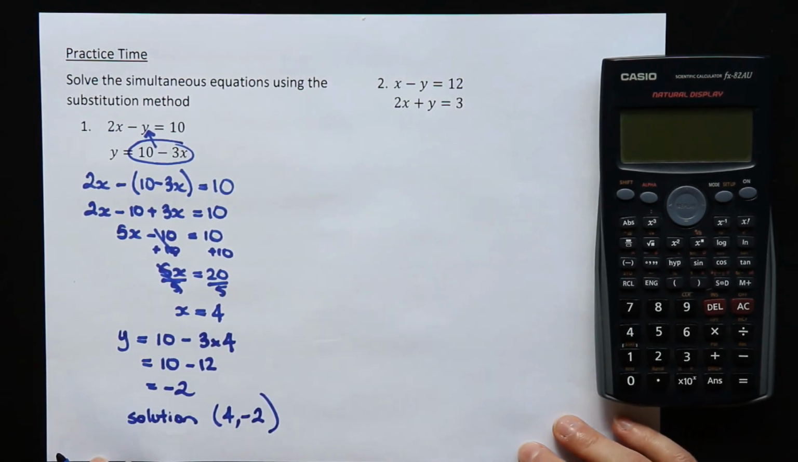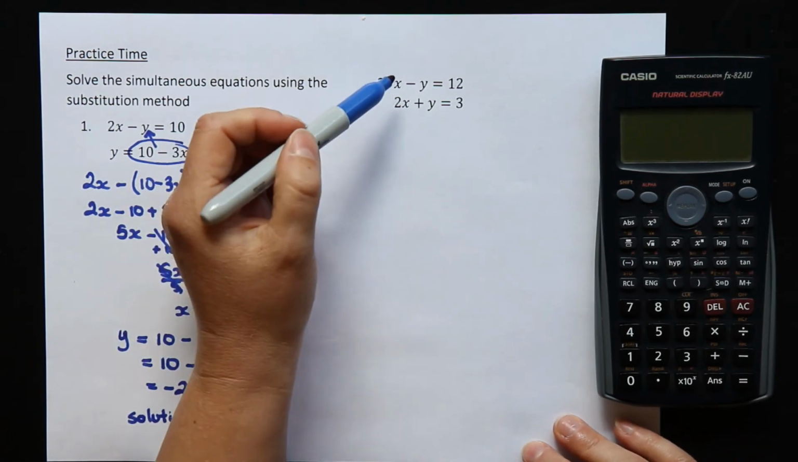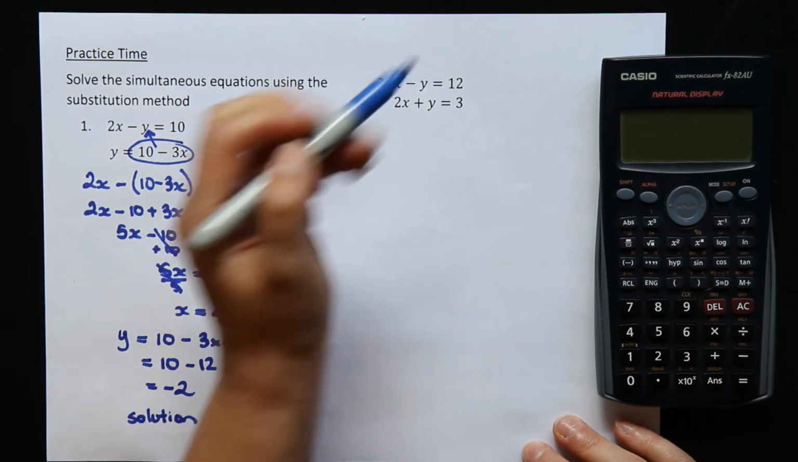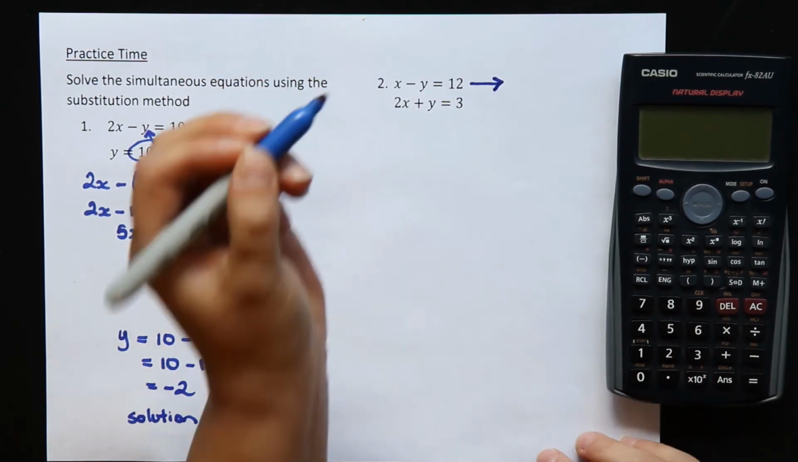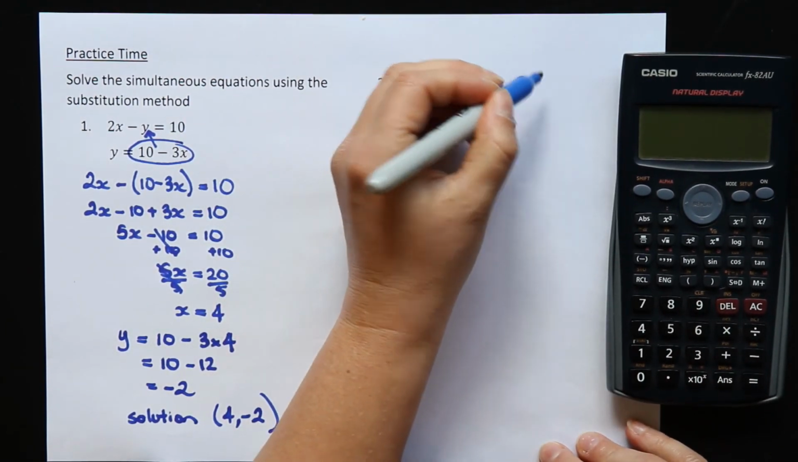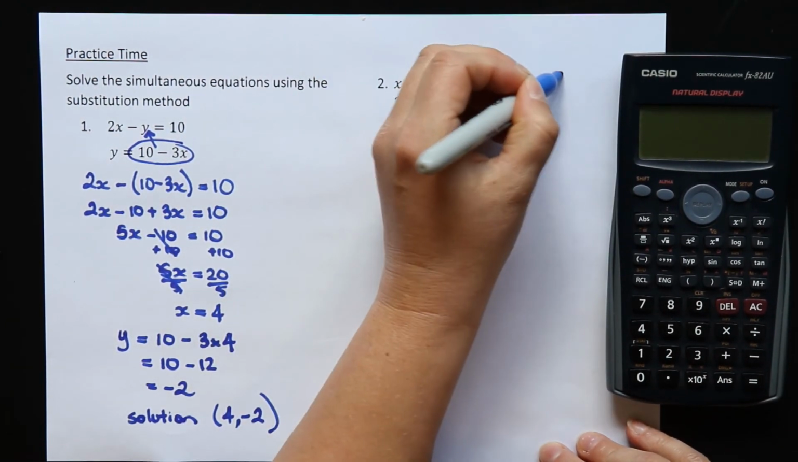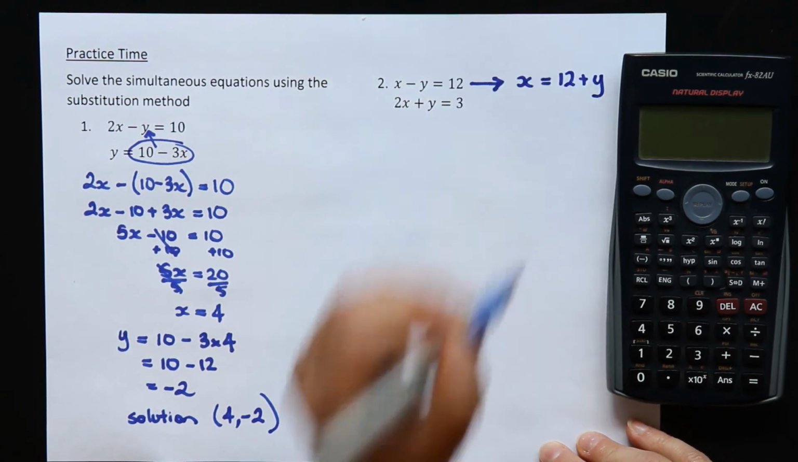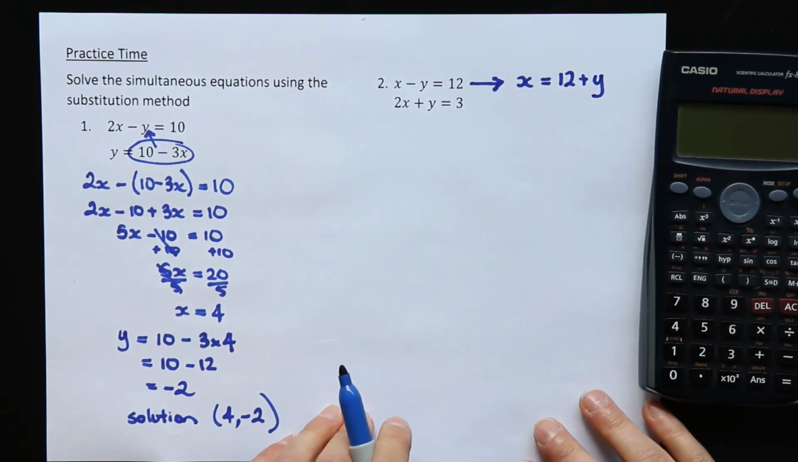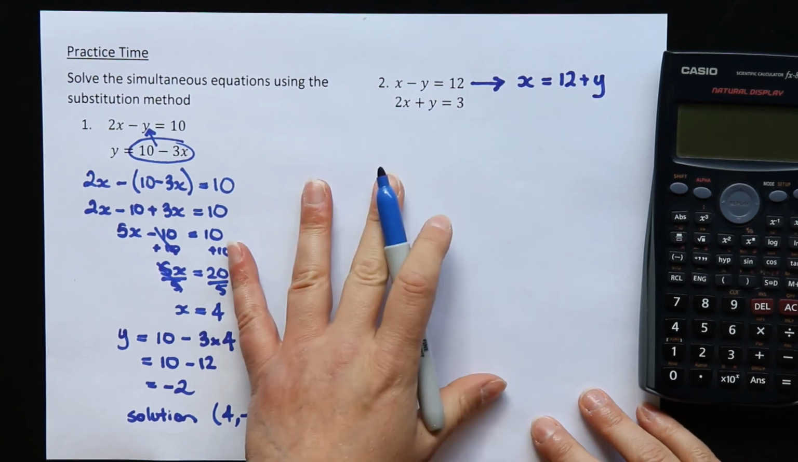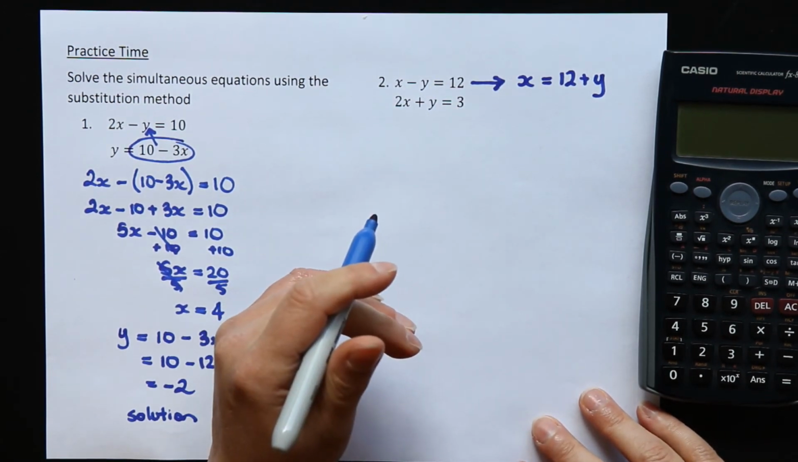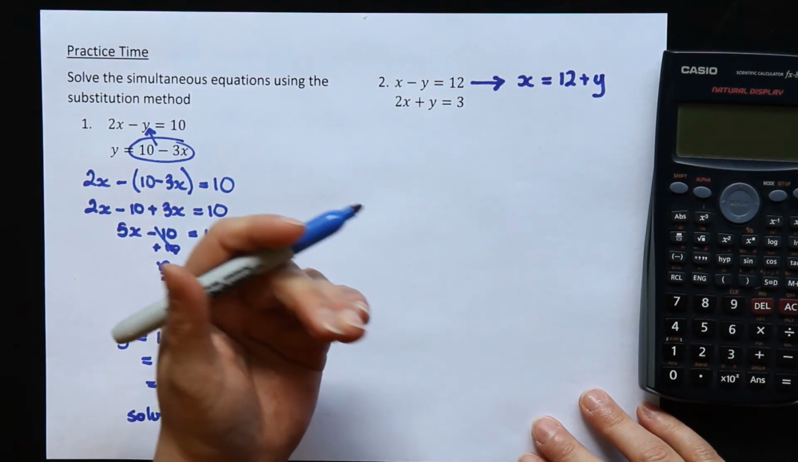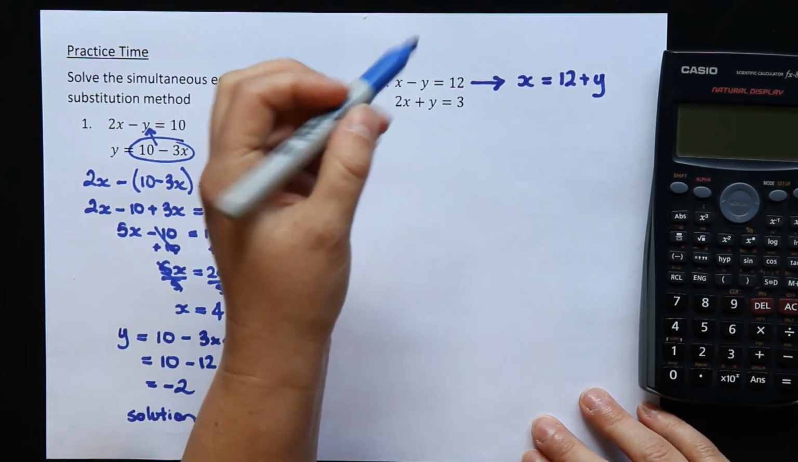Alright, let's try the second question. Alright, let's get this x here by itself by rearranging that equation to be x equals 12 plus y. Now if you had chosen a different pronumeral to get by itself, you should still end up with the same solution for your answer. So let's keep going.